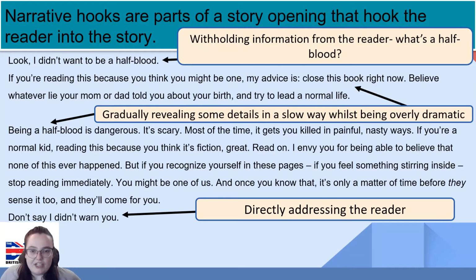Being a half-blood is dangerous. It's scary. Most of the time it gets you killed in painful, nasty ways. If you're a normal kid reading this because you think it's fiction, great. Read on. I envy you for being able to believe that none of this ever happened. But if you recognise yourself in these pages, if you feel something stirring inside, stop reading immediately. You might be one of us.